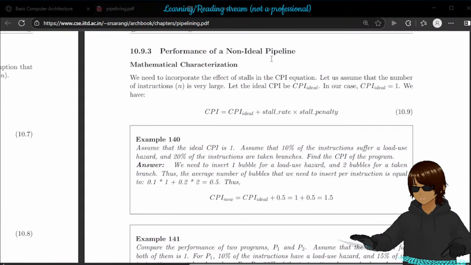Performance of a non-ideal pipeline. We need to incorporate the effect of stalls in the CPI equation. Let us assume that the number of instructions is very large. In our case, CPI ideal is equal to 1. We have CPI is equal to CPI ideal plus stall rate times stall penalty.